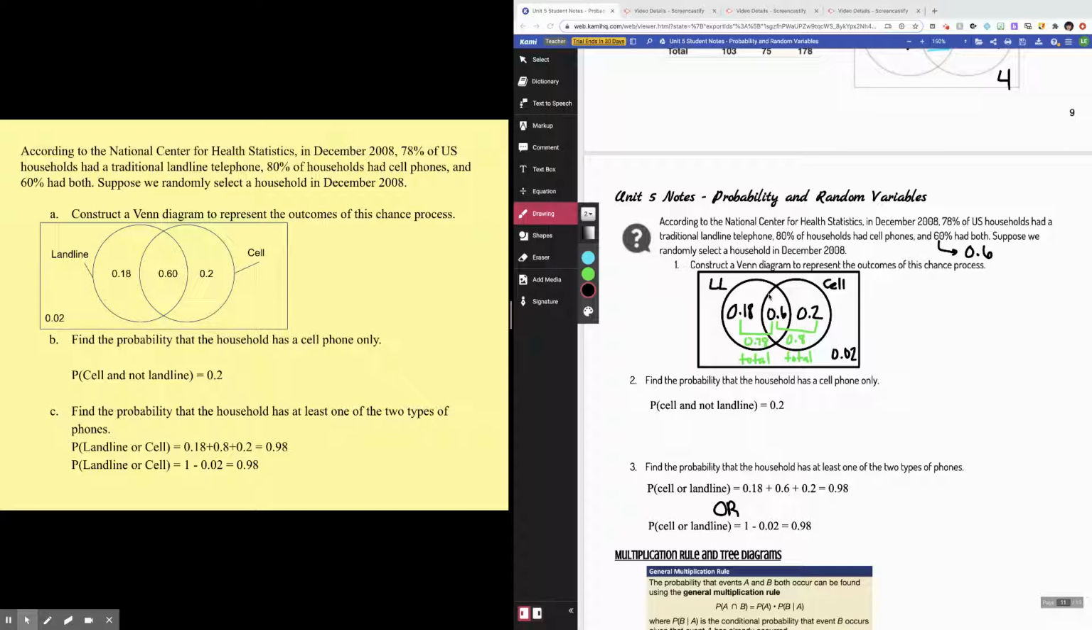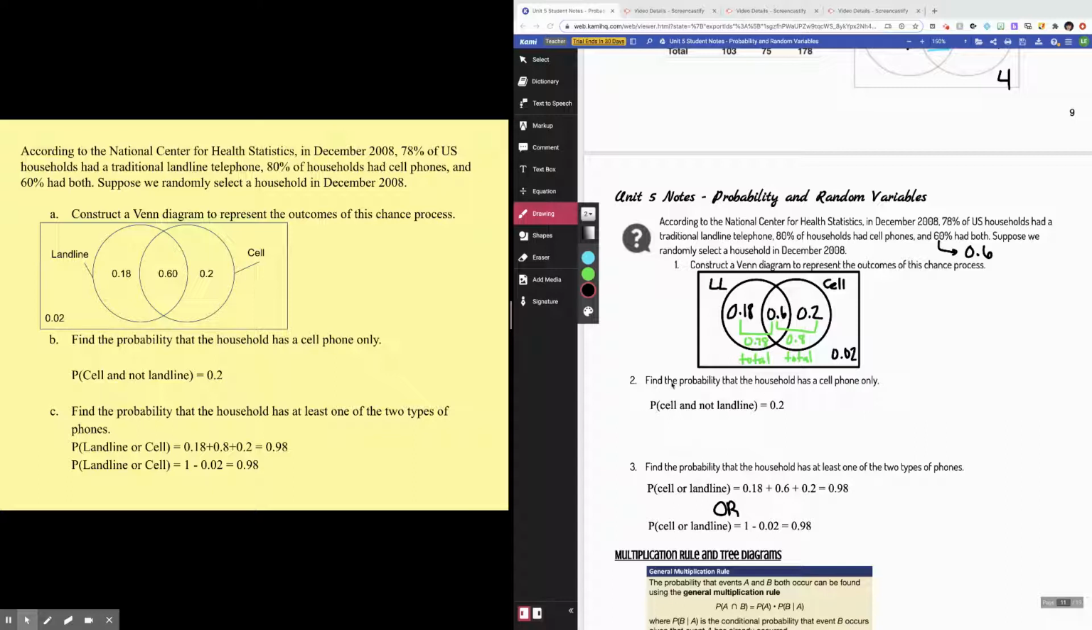Okay, now what we know is that everything inside of the rectangle, which is your sample space, has to add up to 1 or 100%, right? So right now we have 0.98 inside the circles, inside the actual Venn diagram, which is 0.18 plus 0.6 plus 0.2. So that means that we've got 2% or 0.02 outside of the circles.